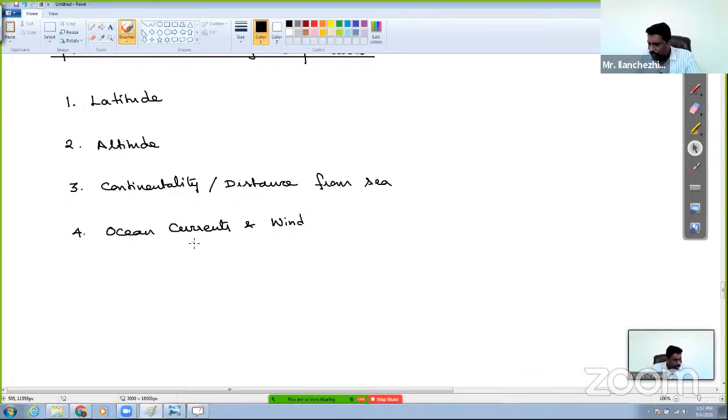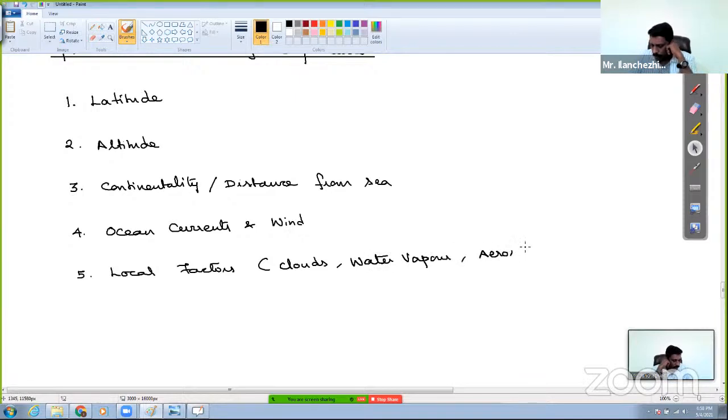Not only these ocean currents and winds, I tell you, I have plenty of local factors, my friend. Plenty of local factors. What are the local factors if you ask me? Local factors like clouds, water vapor, factors like aerosols, etc., my friend. So these factors, we call them local factors, which will change from place to place.